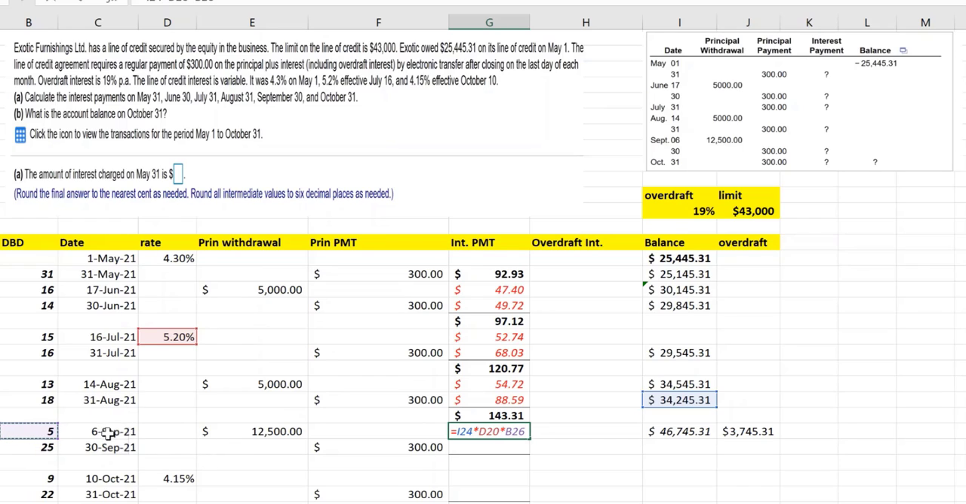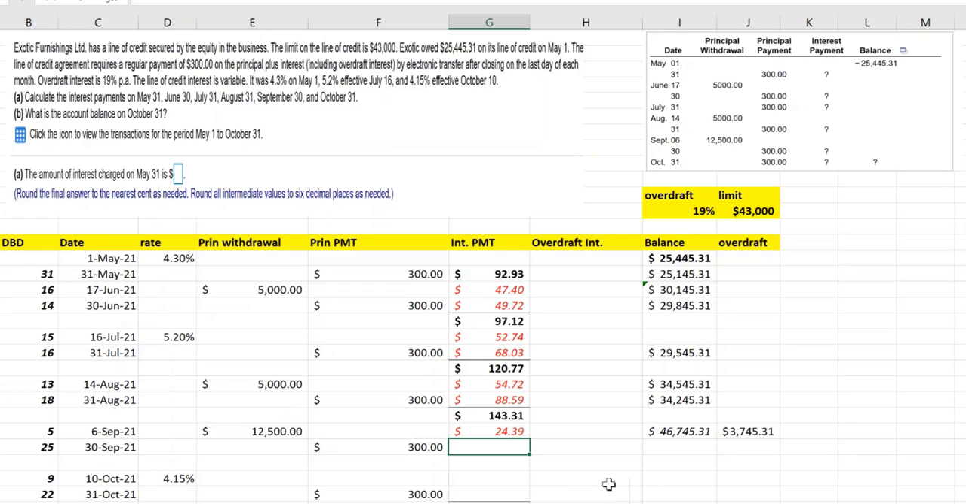August 31st to September 6th. You have 5 days at the previous balance, and then the balance changed upwards by $12,500. So divide that by 365, and I have $24.39. Now, here's where it becomes a little bit different.